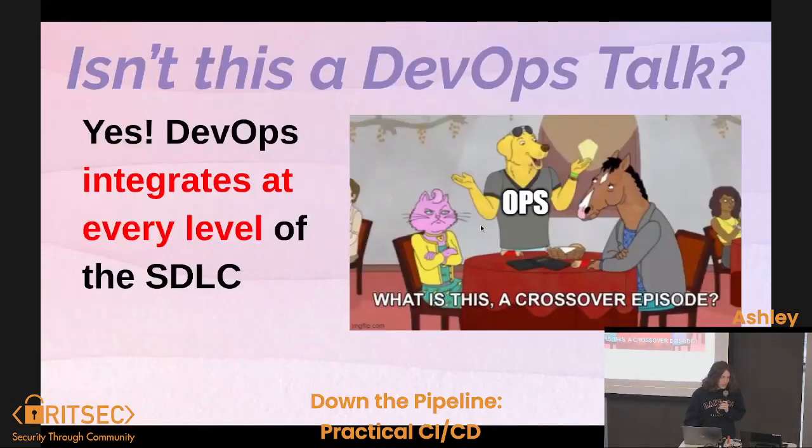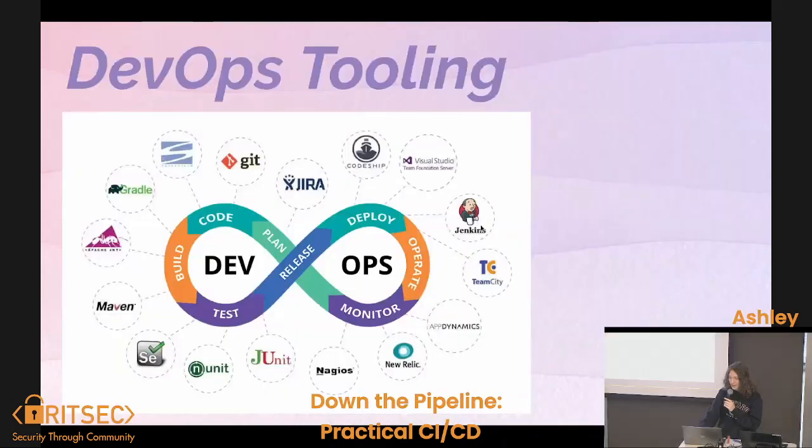So you may be wondering, isn't this a DevOps talk? Weren't we supposed to be talking about pipelines? And the answer is yes. So DevOps and specifically pipelines integrate at every single level of the system development lifecycle. And I'll be explaining that.